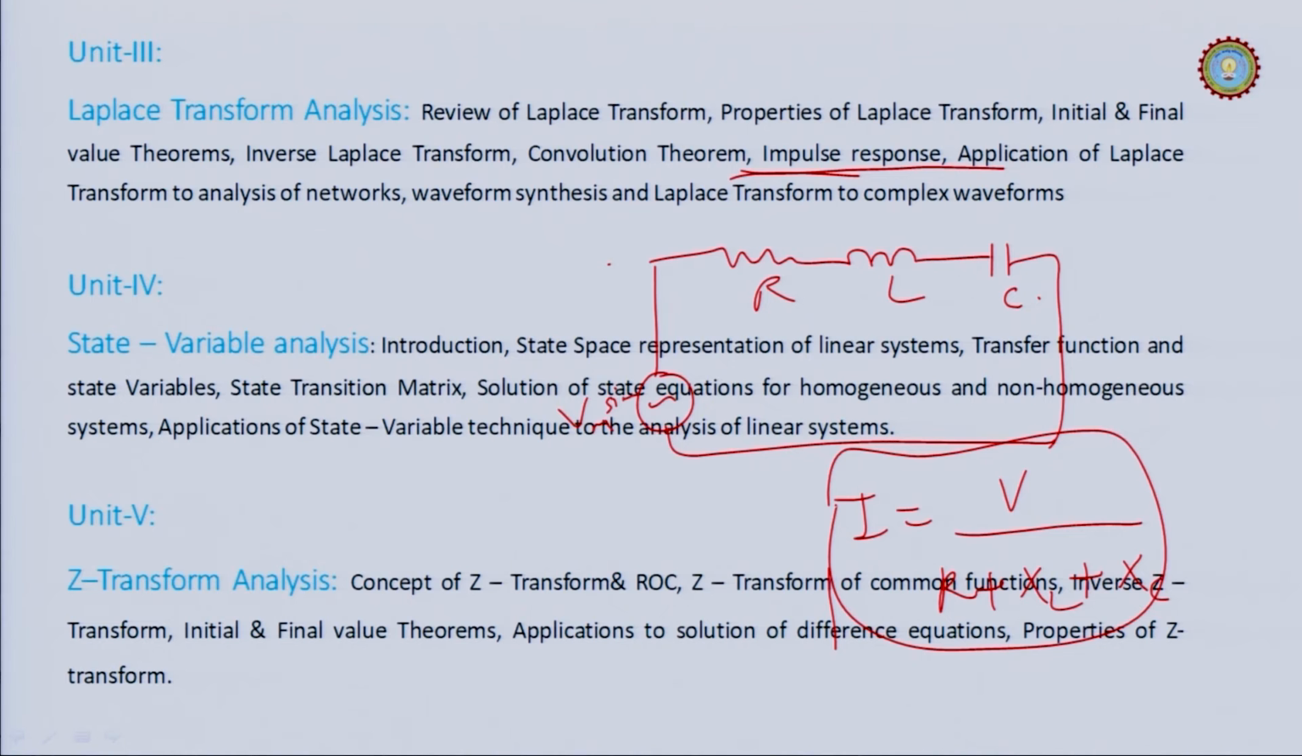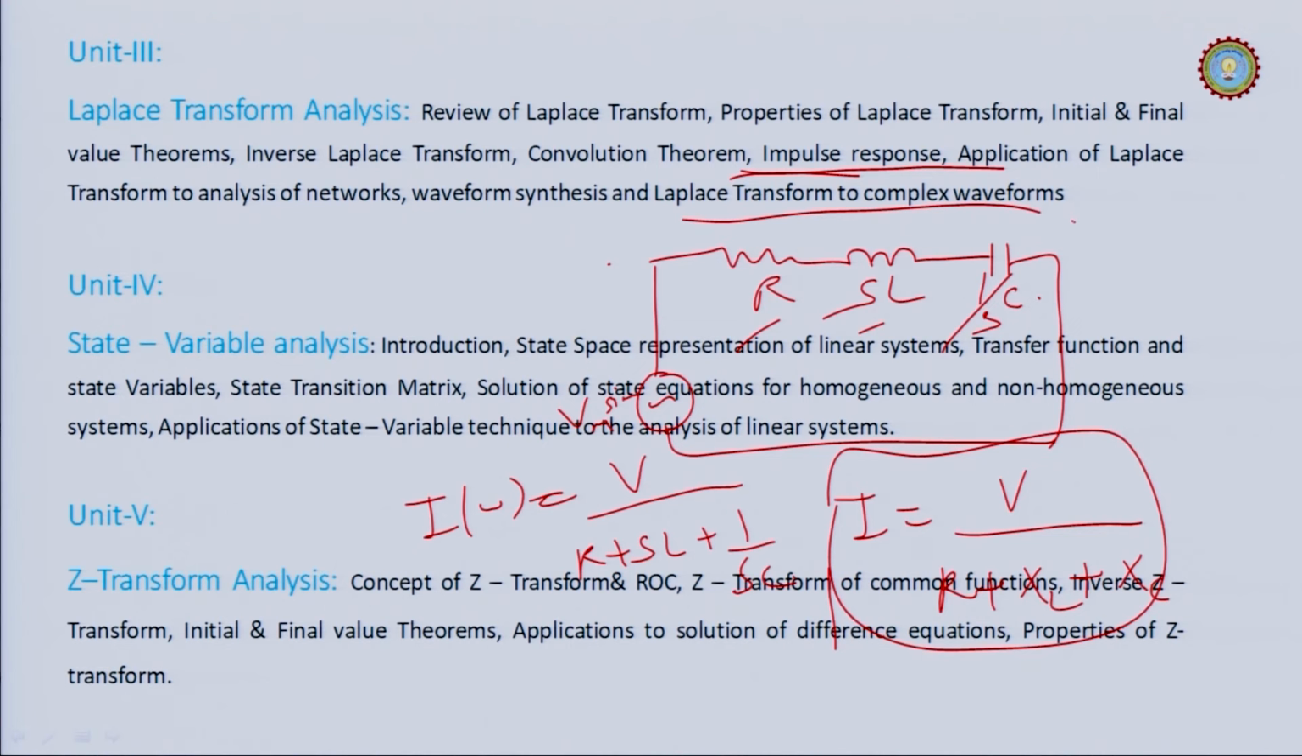We can write this as R, S L, 1 upon S C. If we change this circuit into Laplace form, then we write the elements like this, and it is easy to solve the circuit. So, this is another use of the Laplace transform: we use it for solving a complex network in an easy manner.